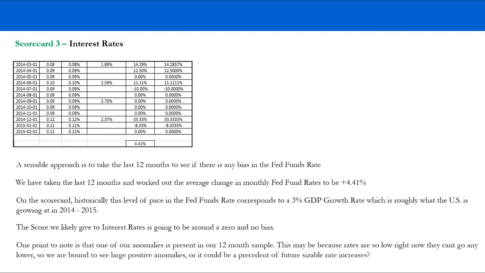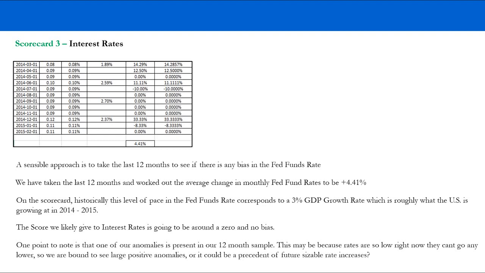And one point to note here is that actually when we look at the anomalies, one of our anomalies is actually present in our current 12-month sample. And this might be because rates are actually so low right now that they can't go any lower. So we're bound to see large positive anomalies occasionally, or it could be potentially a precedent of future sizable rate increases. So that's still in question, a question to be put out there.